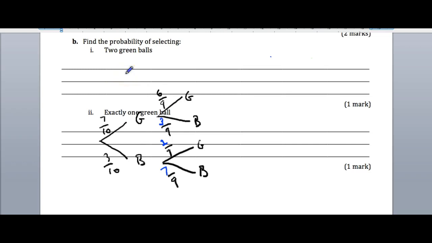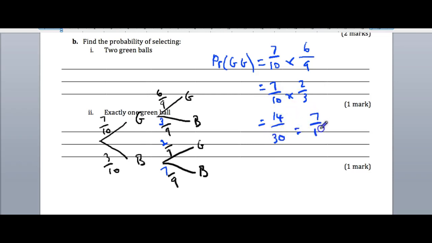Find the probability of selecting 2 green balls. So we got green, green. Remember, we multiply along our branches and we add our possibilities. So we're just going to do 7 over 10 times 6 over 9. Now remember, this is a tech-free test, so you need to be able to multiply fractions. So 7 times 6, well, actually I'm going to simplify this 6 over 9 to be 2/3, because it might be easier to simplify here than at the end. So 7 times 2 is 14, 10 times 3 is 30, which is 7 over 15.